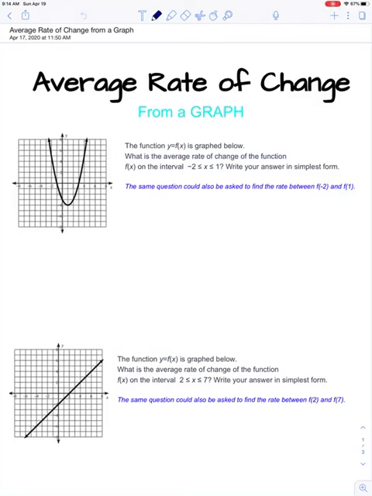Alright, today we're going to look at average rate of change. And remember, average rate of change is the same thing as slope. But today we're only going to concentrate on when we're looking at a graph. Okay, remember average rate of change is the change of your y's over the change of your x's.